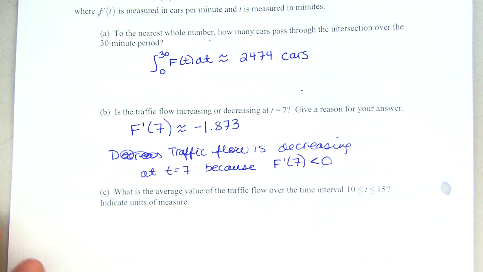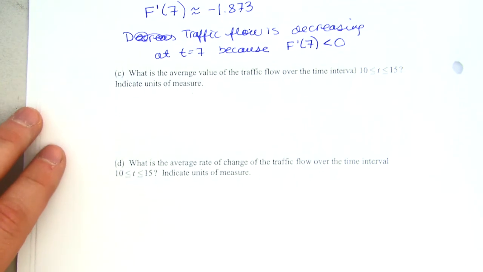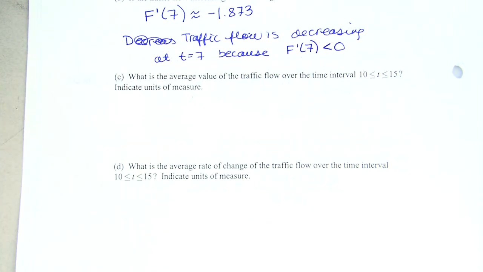I would like you to read C and D and see if you can A, tell the difference between them, and B, then see if you can calculate them. Average value of the traffic flow versus the average rate of change of the traffic flow. Those are our two types of averages. One will involve an integral, one will involve f of b minus f of a, all those things. See what you can do.